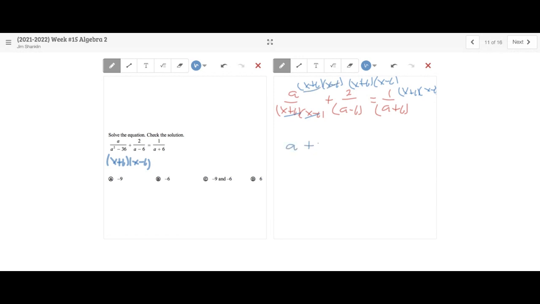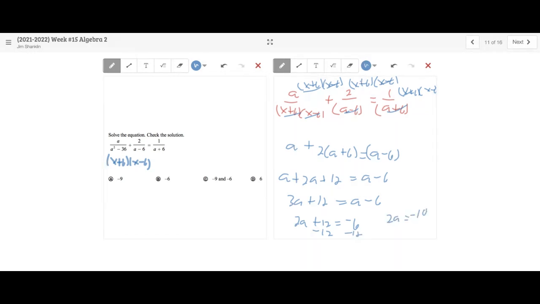I'm just left with a plus a minus 6 crosses out here. So I'm left with 2 times a plus 6 is equal to, a plus 6 crosses out, a minus 6. Yay, no quadratics again. I love it. So now I'm going to combine these. So that gives me 3a plus 12 is equal to a minus 6. Subtract off an a, so 2a plus 12 equals negative 6. Subtract off 12. 2a equals negative 18. A equals negative 9.